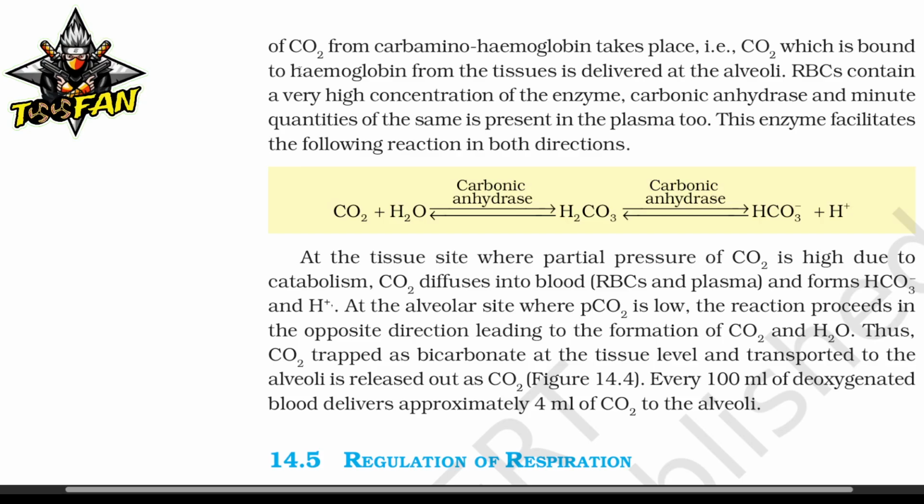Thus, CO2 trapped as bicarbonate at the tissue level and transported to the alveoli is released out as carbon dioxide. Every 100 ml of deoxygenated blood delivers approximately 4 ml of carbon dioxide to the alveoli.